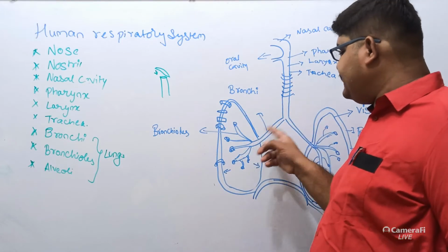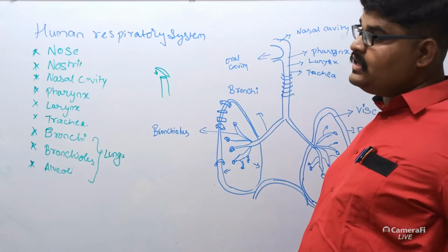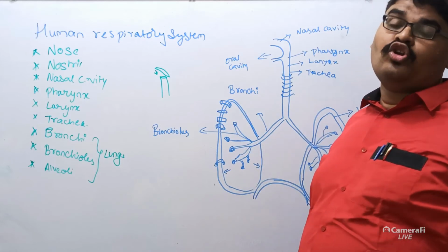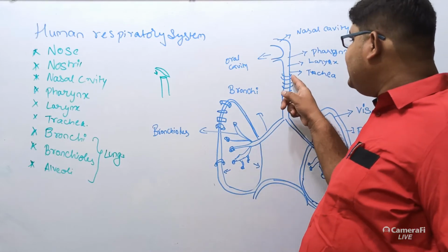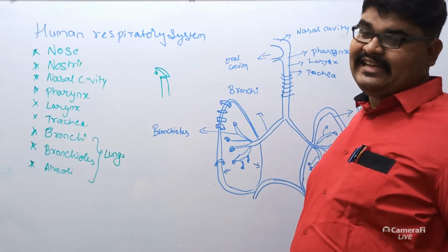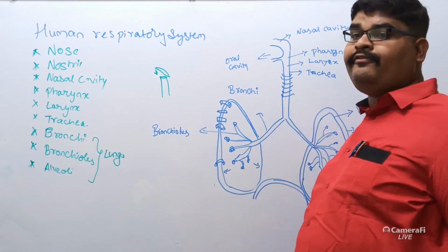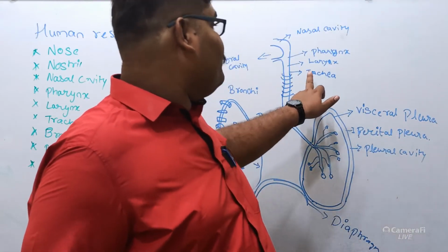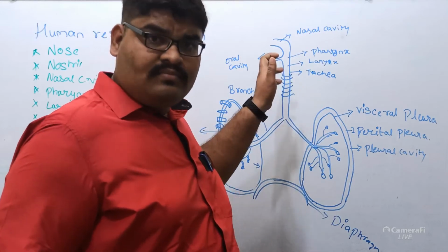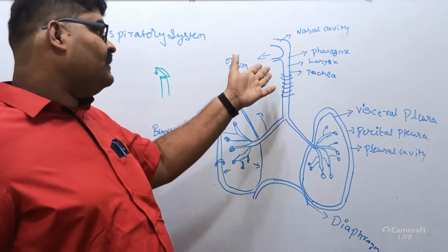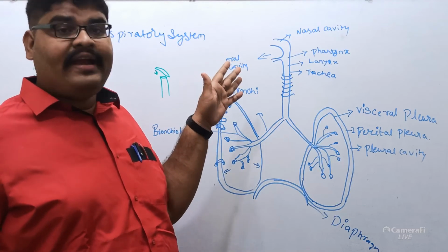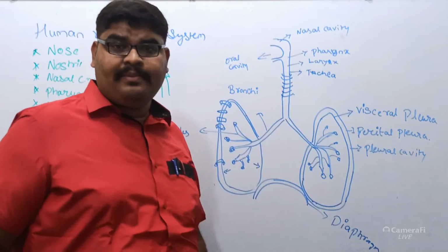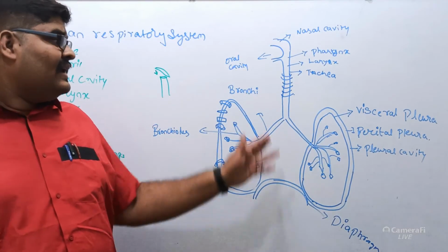The trachea extends till the lungs, and along it we have C-shaped or horseshoe-shaped cartilaginous rings. So what are these rings meant for? These rings are actually meant for providing support to the trachea. They help avoid the collapsing of the trachea. That is the main role of the C-shaped or horseshoe-shaped rings of the trachea.